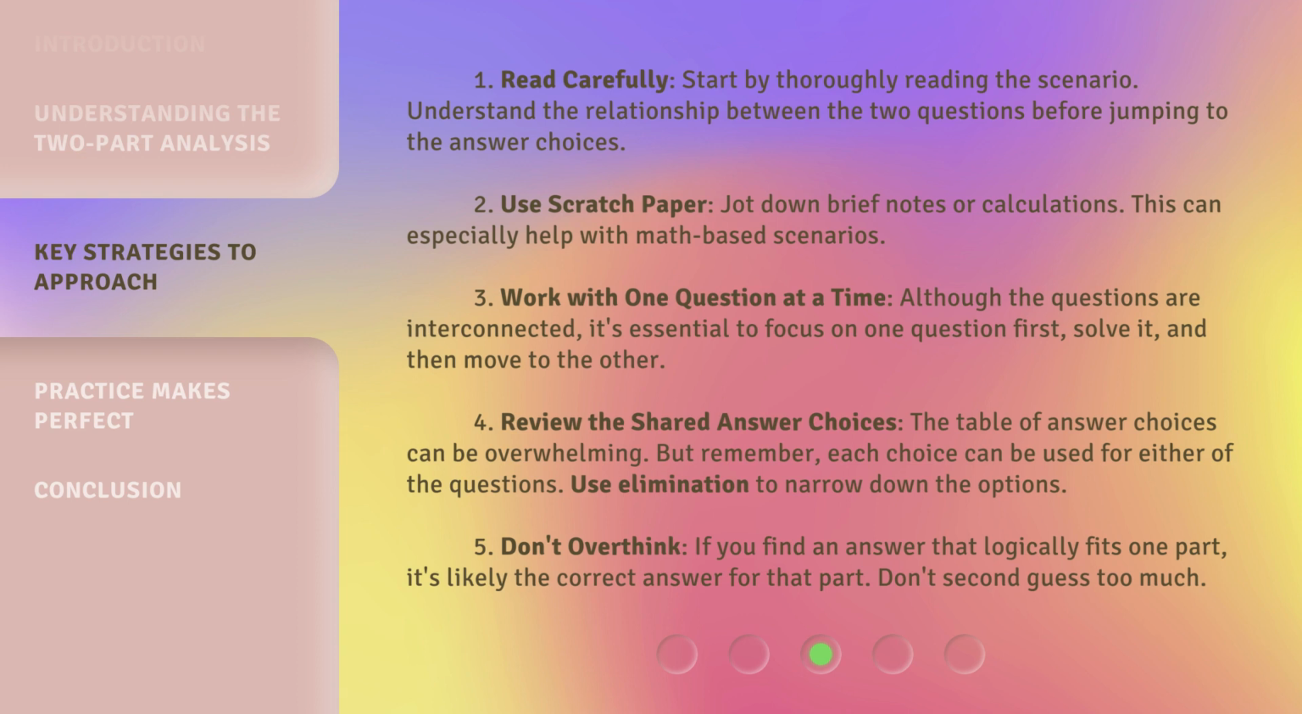The table of answer choices can be overwhelming. But remember, each choice can be used for either of the questions. Use elimination to narrow down the options. 5. Don't overthink. If you find an answer that logically fits one part, it's likely the correct answer for that part. Don't second-guess too much.